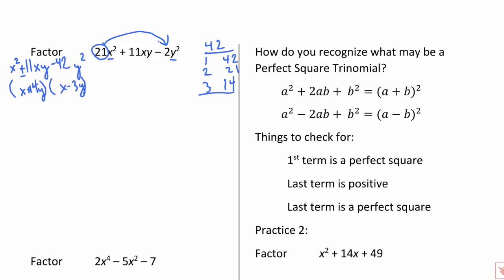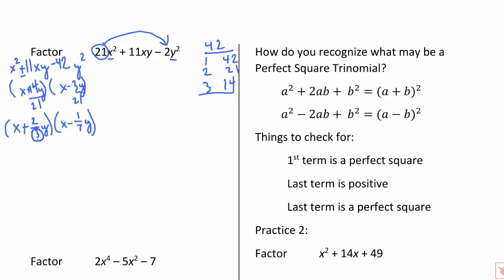Now again, we multiplied the last term by 21, so we're going to divide each of these terms by 21. When we do that, we get x plus, what's 14 divided by 21 simplified? Divide them both by 7, you get 2/3 y. And here, 3 divided by 21, divide them both by 3. That gives me x minus 1/7 y.